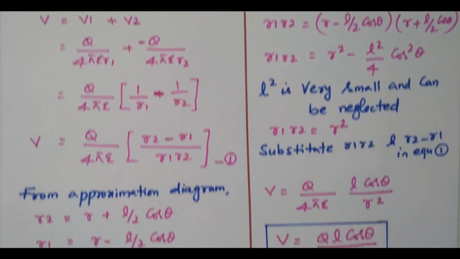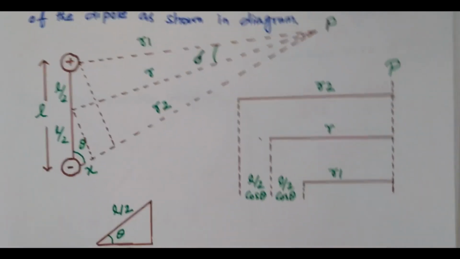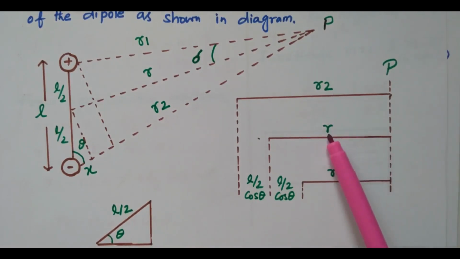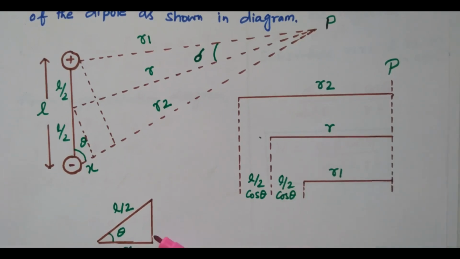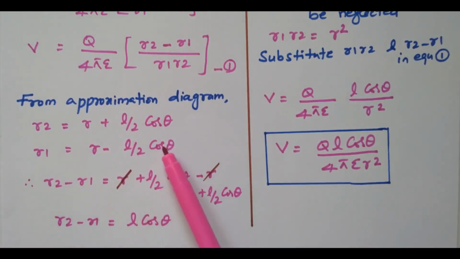Now we'll go to the approximation diagram. What is the approximation diagram? The three lines become parallel lines due to the distance. So R2 is nothing but R plus L by 2 cos theta, R1 equal to R minus L by 2 cos theta. That's what we already discussed. So clearly you can easily identify from this diagram. R2 is nothing but R plus L by 2 cos theta. R1 equal to R, from R is lengthier. From R, if we subtract L by 2 cos theta, you will get R1. Right? So that is written here. R2 equal to R plus L by 2 cos theta. R1 equal to R minus L by 2 cos theta.